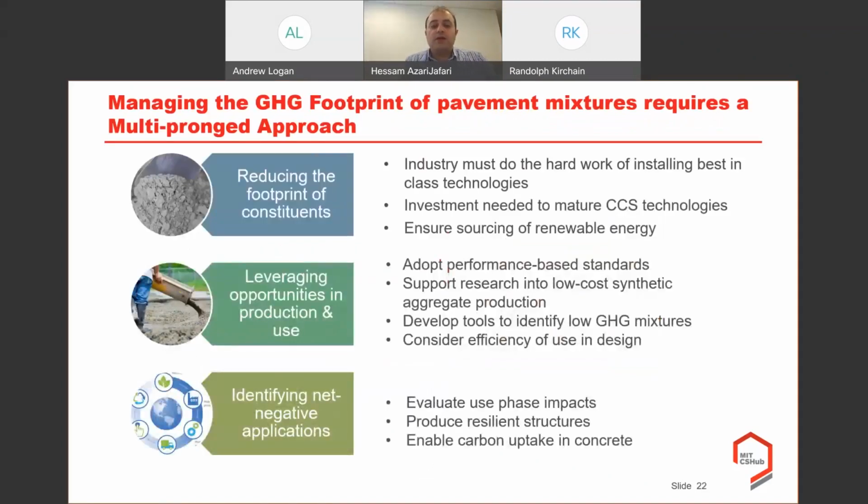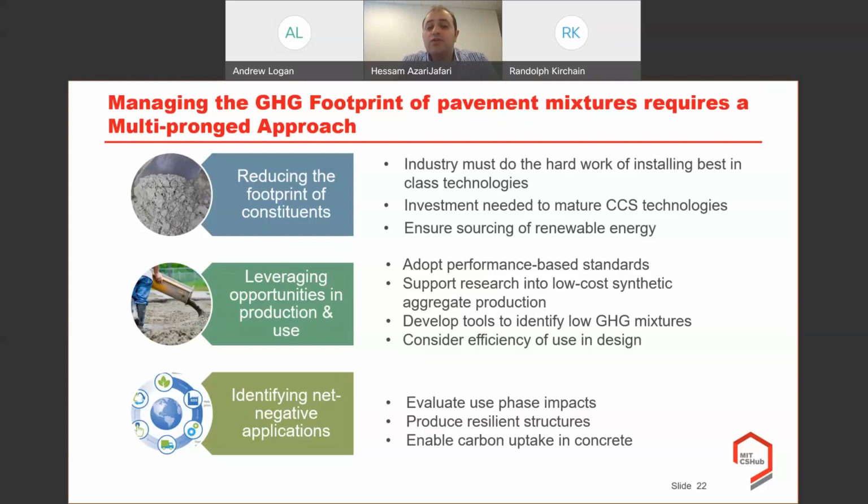So here, what I would like to recommend and share with you for reducing and achieving carbon neutral mixtures, both for concrete and asphalt, is that we definitely need to have the efforts from the industry to install the best-in-class technologies for their supply chain. And we definitely need to have more mature CCS technologies to lower the cost and make it more attractive for the cement industry, or for example aggregate production.